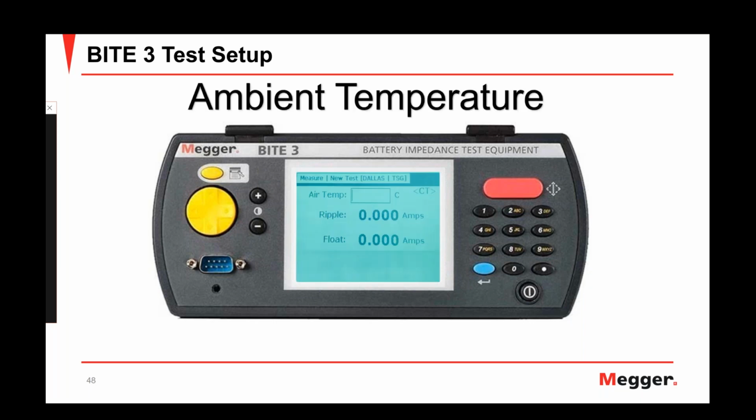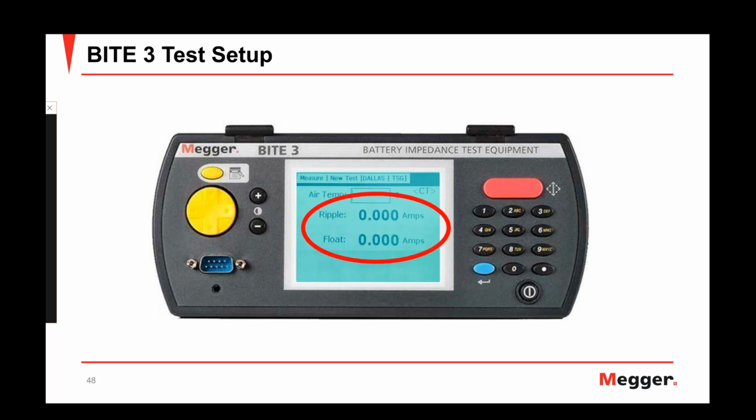So the next thing that it's going to ask you to enter is the ambient temperature. So go ahead and measure that and enter the ambient temperature here. Then after you enter the temperature, press the enter button, and then it's going to want you to measure for ripple and float current.